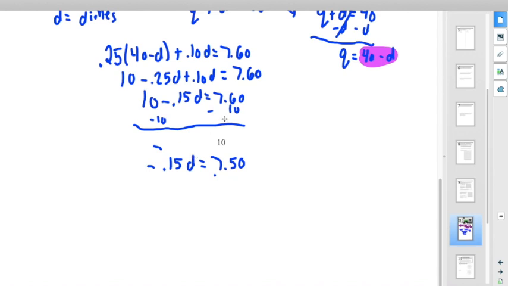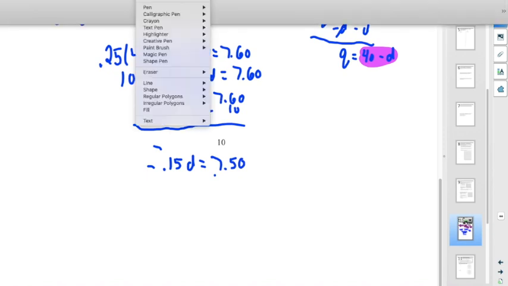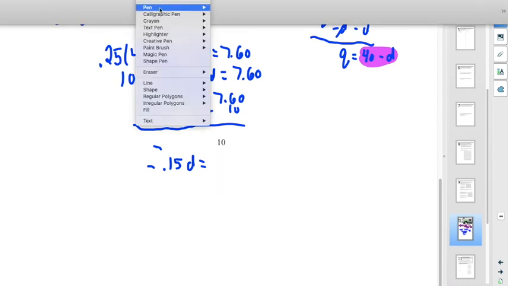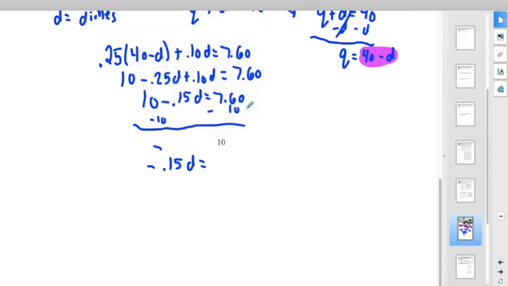What did I do? That's not a 0.10. That's a 10. Holy cow. Oh my, that's not right. 7.6 minus 10 is not 7.5. 7.6 minus 10, that's going to be negative 2.4. That's a big difference. Okay, solving for D, let's divide by negative 0.15 on both sides. So then D is equal to 16.